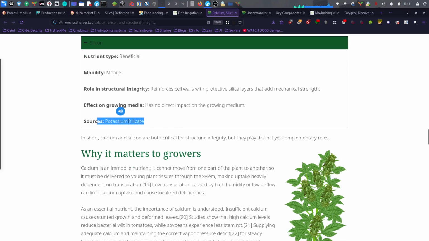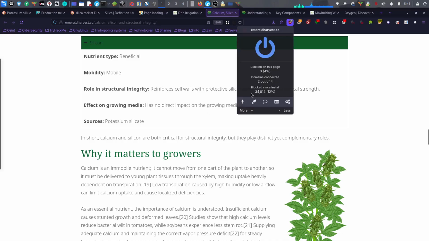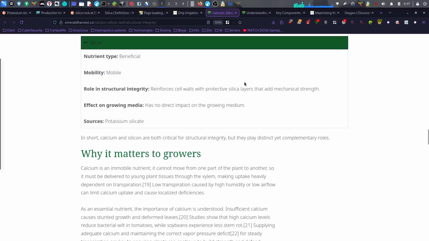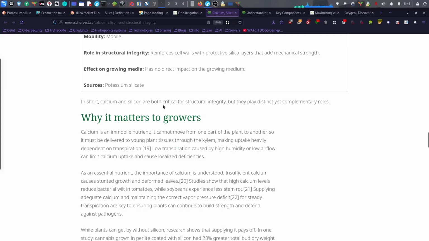Potassium silicate is a compound of quartz rock that you break down into small parts and combine with other rock powder: powder 1 plus powder 2, reaction and other matters. In short, calcium and silicon are both critical in structural integrity, but they play distinct yet complementary roles.